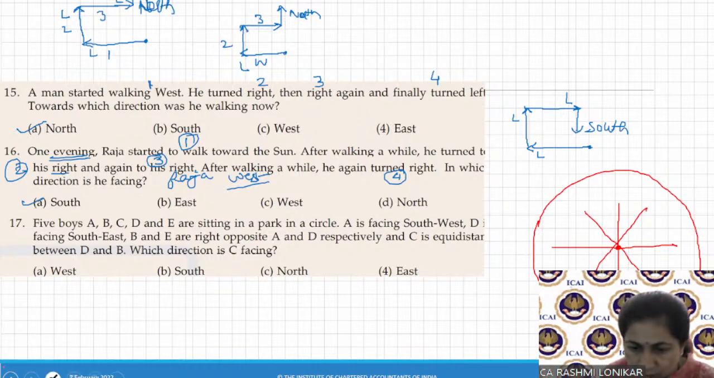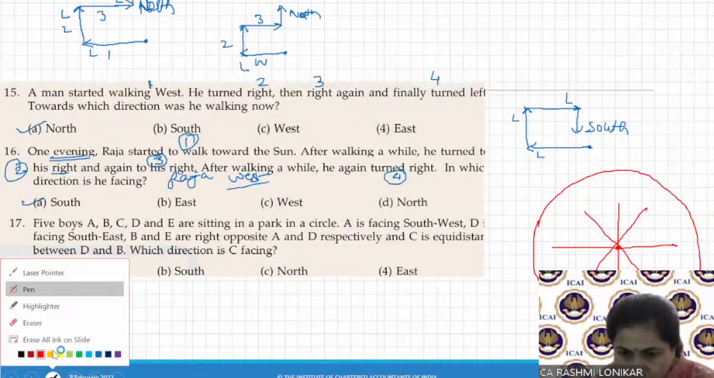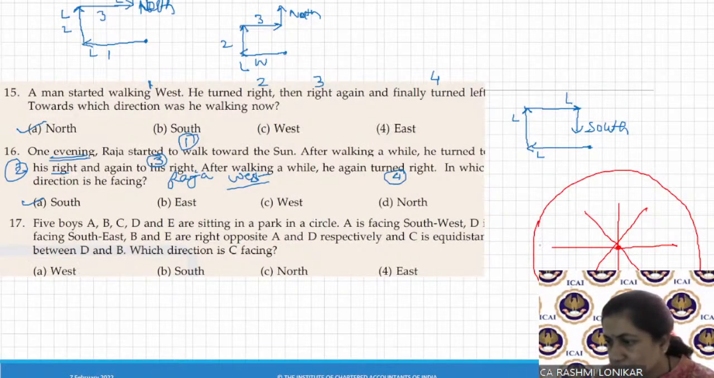This is the circle. I'm just writing the direction inside the circle for you to easily understand. This is my north. This is my northeast. This is my east. This is my southeast. This is my south. This is my southwest. And this is my west. And this is my northwest.